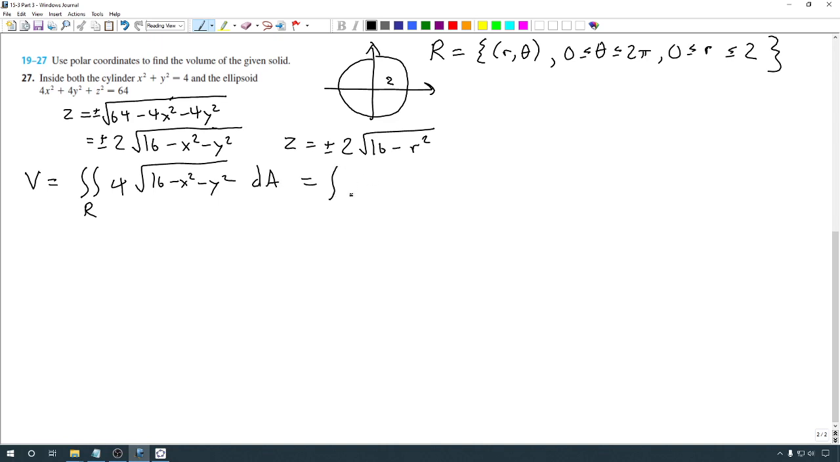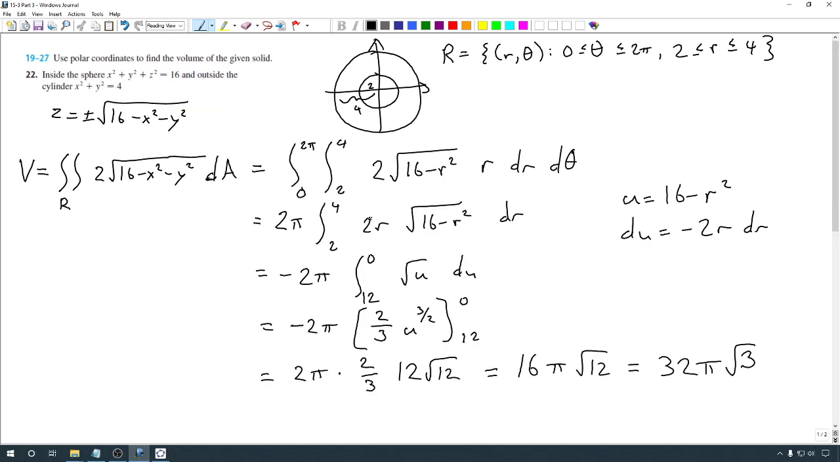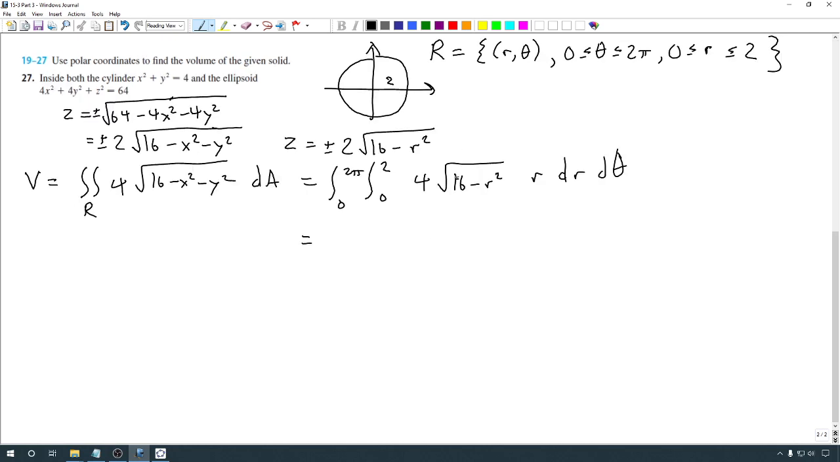When we put that into polar coordinates, our theta is going from 0 to 2 pi. R is going from 0 to 2. We have 4 times the square root of 16 minus r squared. We have that extra r in there. Don't forget that part. Then we have dr d theta. And in fact, a lot of this is going to work out very similar to how it worked out in this particular one back here, because we have the r times the square root of 16 minus r squared, and we have the exact same thing here.